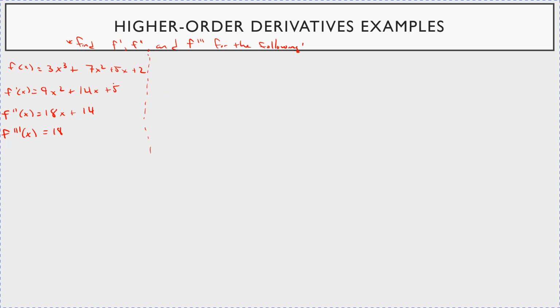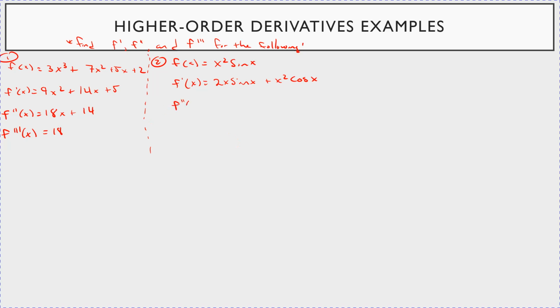All right, let's do this crazy one here. So we're going to find the first, second, and third derivatives for f of x is equal to x squared times sine of x. All right, so what you're going to need to do here to find the first derivative is the product rule. So it's 2x times sine of x plus x squared times cosine of x.